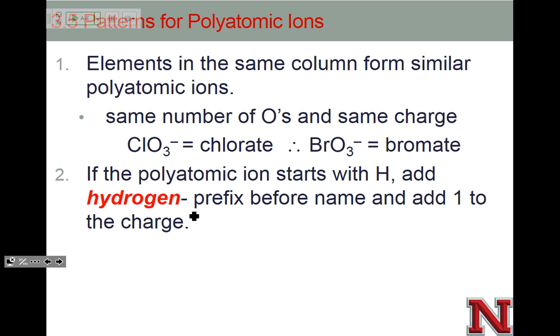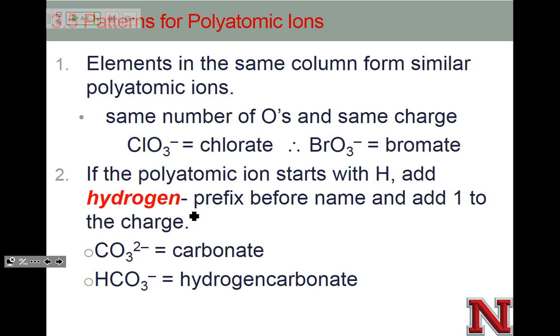If the polyatomic ion starts with an H, oftentimes hydrogen is added before, and then a +1 is added to the charge. So for example, carbonate, when there's a hydrogen in front of it, it's hydrogen carbonate. And notice the difference in the charge, 2 minus and 1 minus. 2 minus plus 1 would be 1 minus. Again, you don't need to memorize this. This just might help you with learning the table. Is hydrogen carbonate an acid? No. It's a base. Because overall it has a negative charge. It doesn't want to give up its hydrogen.